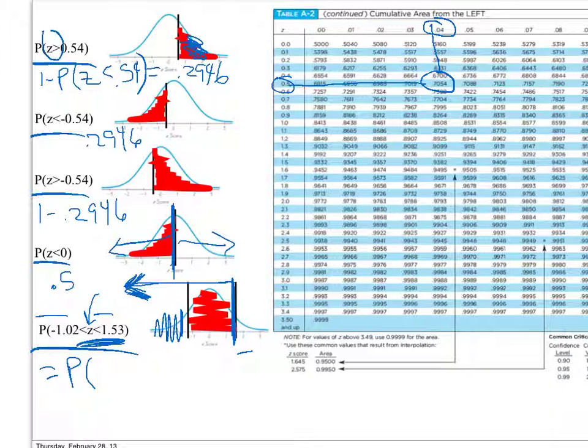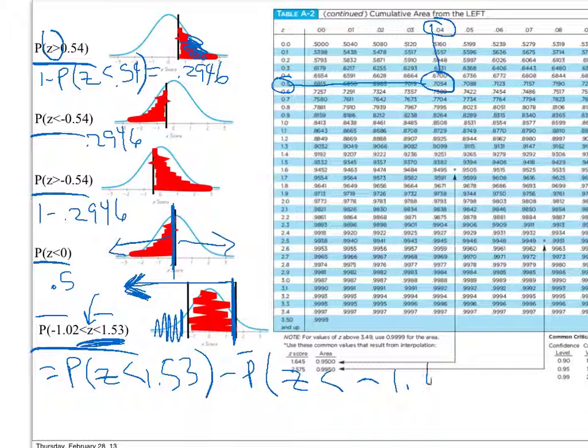So we can find the probability that z is less than 1.53, and we can subtract the probability that z is less than negative 1.02. And when we do that, we'll find the area in between those two numbers, which is what I have shaded in red. So look that number up in the table, and look that number up in the table. The reason I can't do that for you right now is because I've only got the positive table showing here. I don't have the negative z-scores table. So I'll let you do that part on your own.